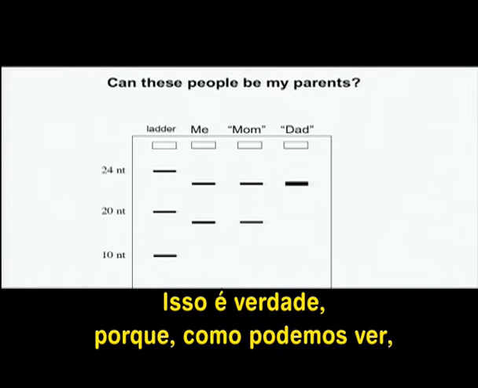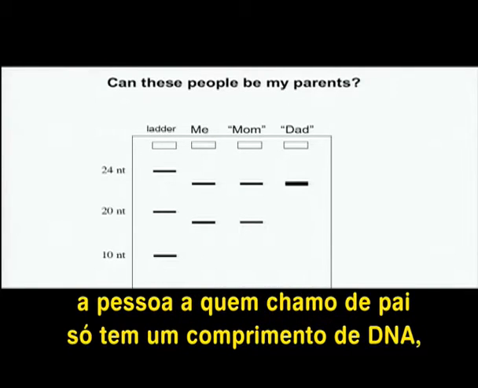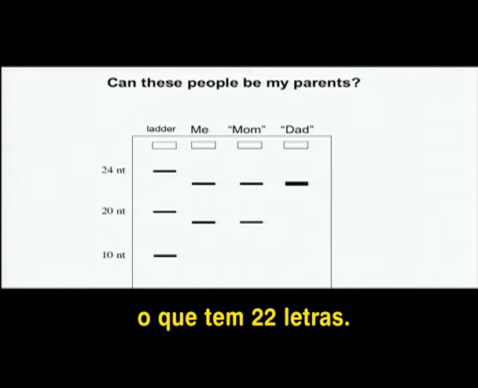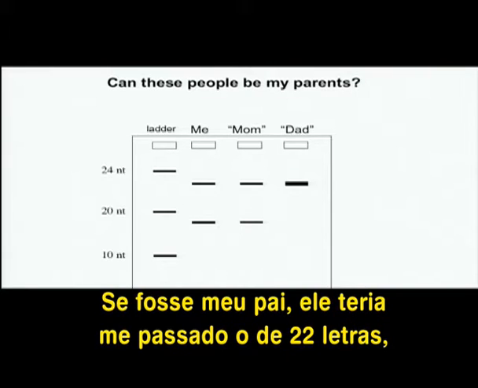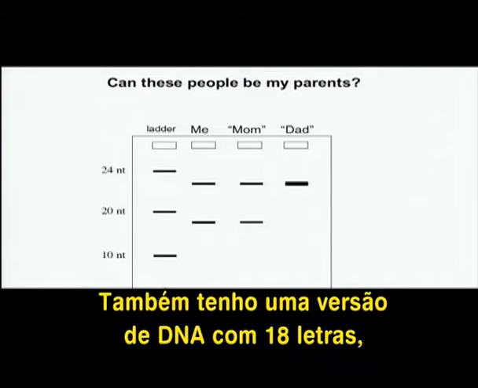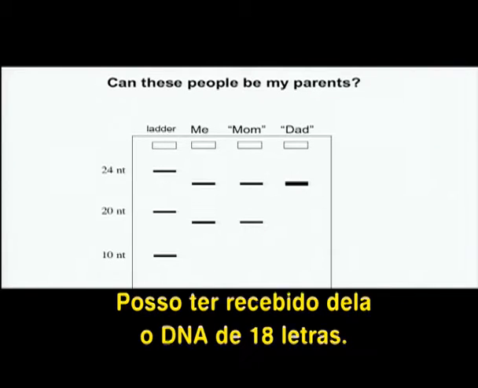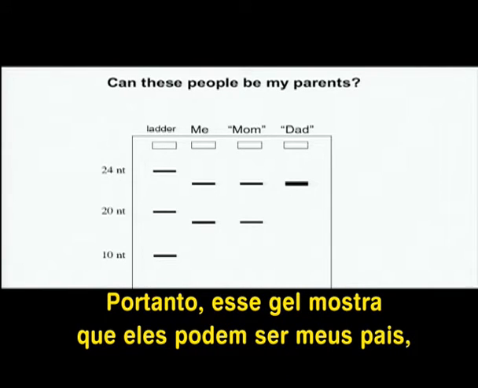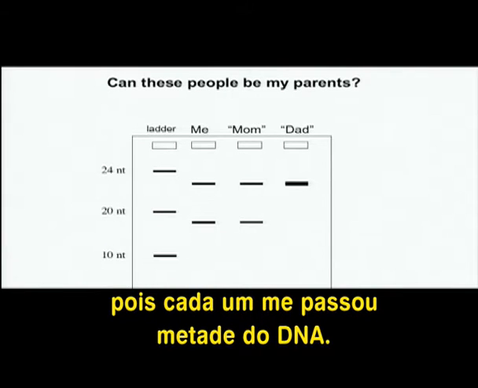The reason that that's true is that, as you can see, the person I refer to as dad only has 1 length of DNA, the 22-letter long version. If this were my dad, he would have to give me the 22-letter long version, and I have that version. I also have a version that's 18 letters long, but so does my mother, so I could have gotten the 18-letter long version from my mother. Therefore, this gel is consistent with these people being my parents, i.e., these 2 people each giving me half of their DNA.